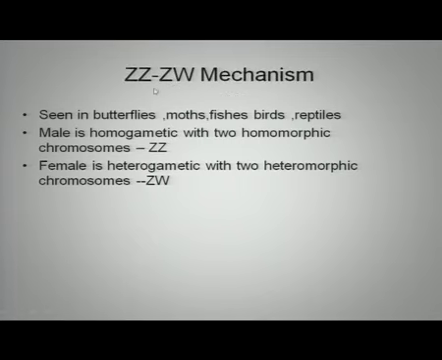Now coming to the third mechanism of sex determination, that is the ZZ and ZW mechanism. It is seen in butterflies, moths, fishes, birds and reptiles. Here the male is homogametic, homomorphic, represented by Z chromosomes, in order to distinguish it from the XX female and XY male mechanism. Female is heterogametic, represented as ZW.